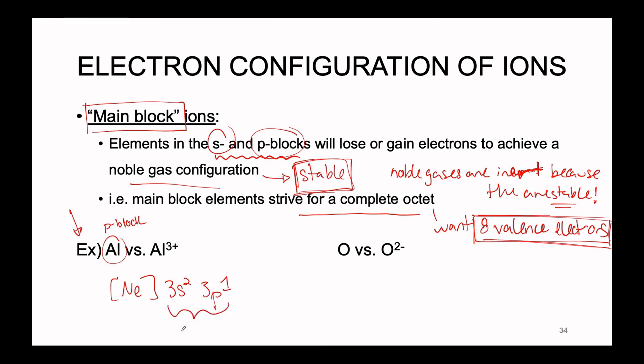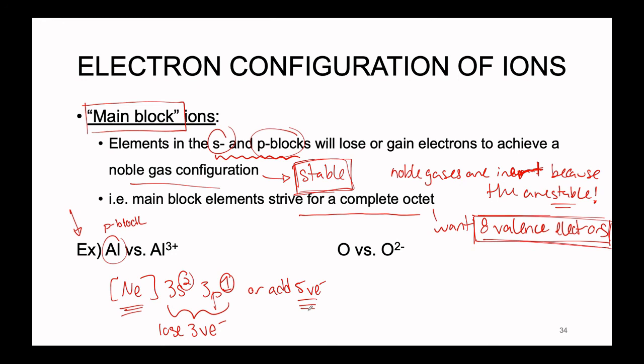Either we can lose these 3 valence electrons. Since there are only 3 here, we could just lose these and be left with the neon core. Or we can add 5 valence electrons. Since there are currently 1, 2, 3 electrons here, if we add another 5, that gives us the total of 8. So we have 2 options here. We either lose 3 or we add 5.